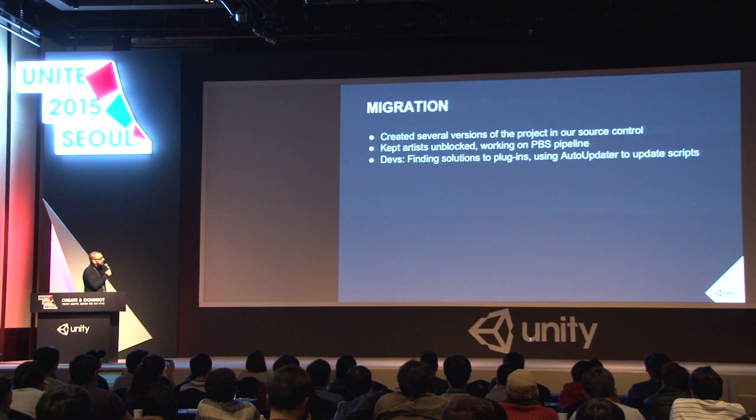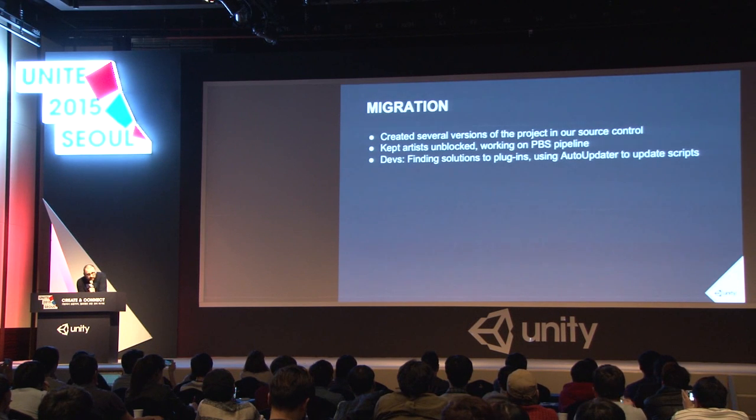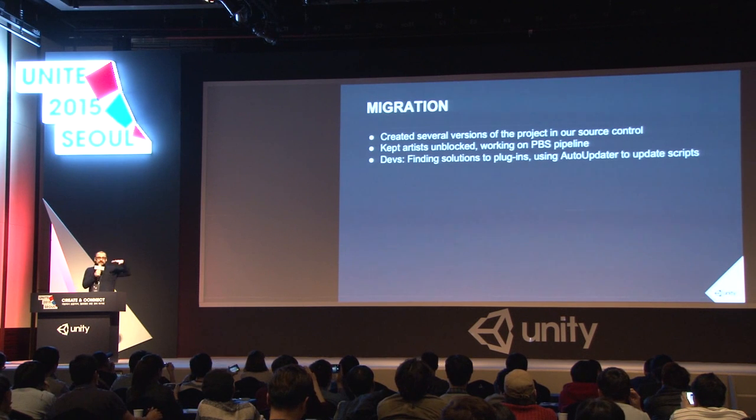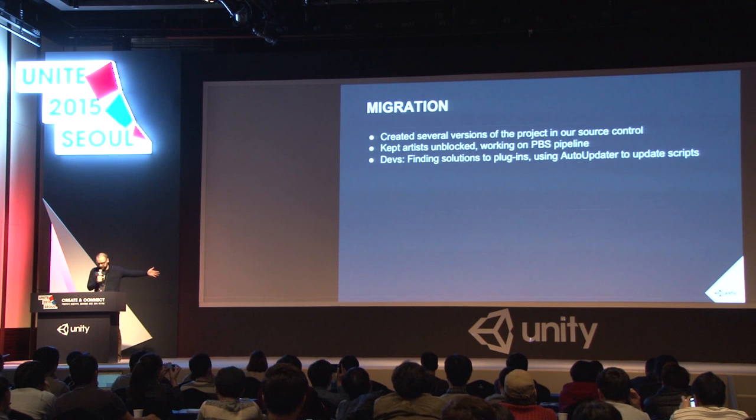Okay, let's talk a little bit about migration. So we wanted to do this in a way that would minimize the impact on the project because nobody really likes to be sidelined by migration work. So we duplicated the project in a new branch of our source control to keep people moving ahead. So we had two separate branches, basically. We had our main branch, and then we had a special Unity 5 branch.